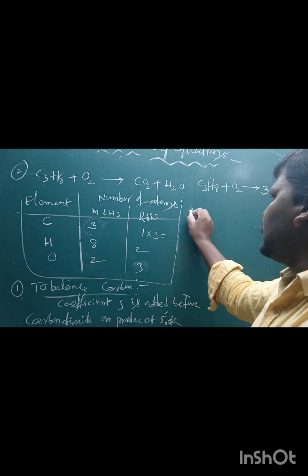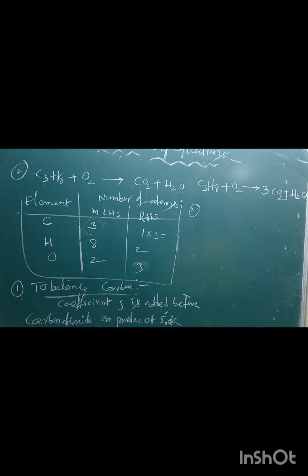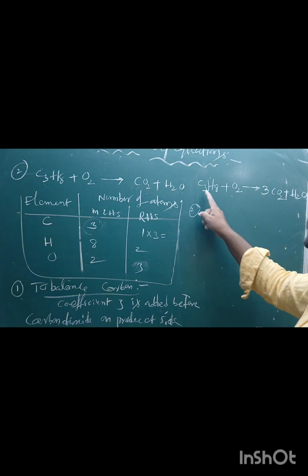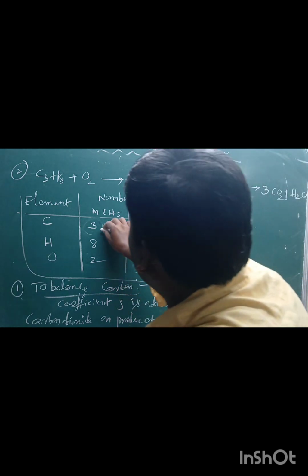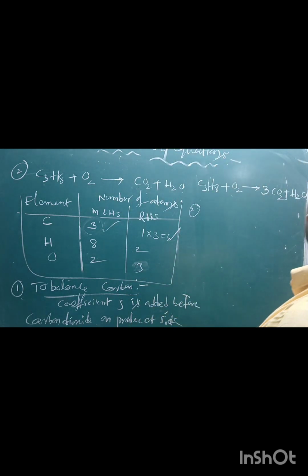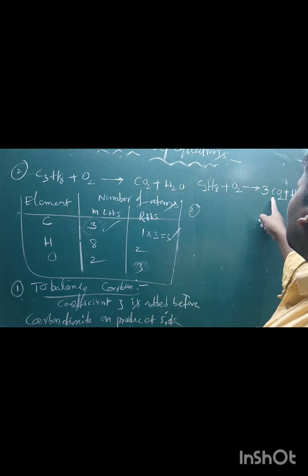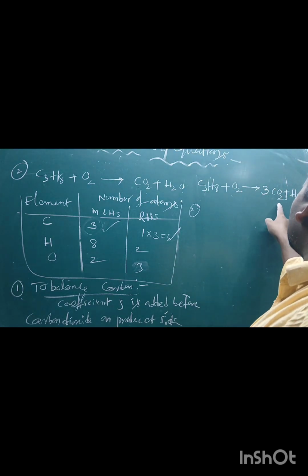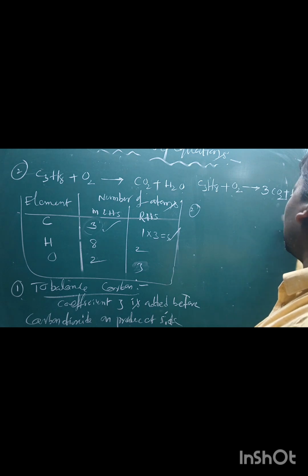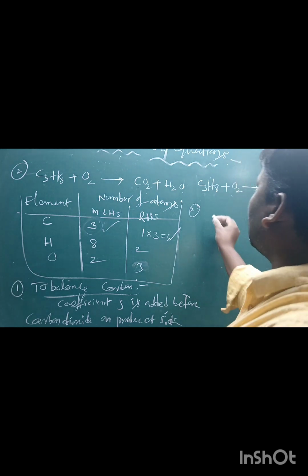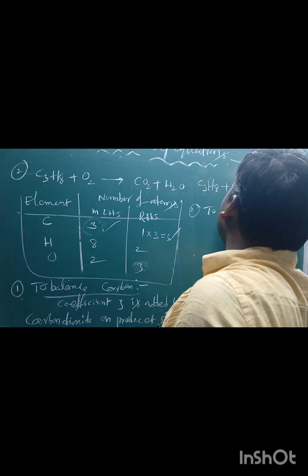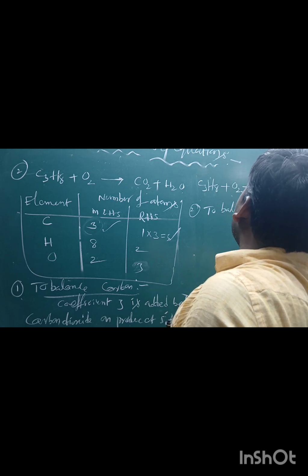Step 1 is completed. Step 2: now you can observe 3 carbons, so the carbon atoms are balanced. 3 carbons, 3 twos are 6. Here how many hydrogens are there? Now I am taking step 2 to balance the hydrogen atom.